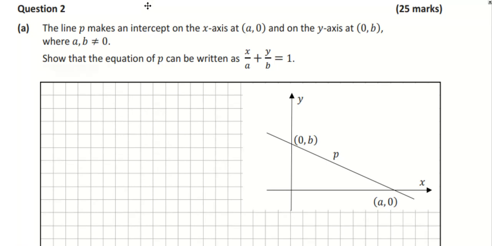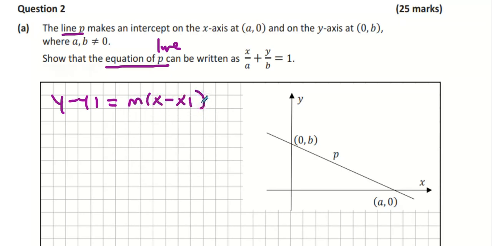Okay. Long story short, I should show the equation of P. What is P? P is a line. It wants the equation of the line. I write down the equation of the line formula.